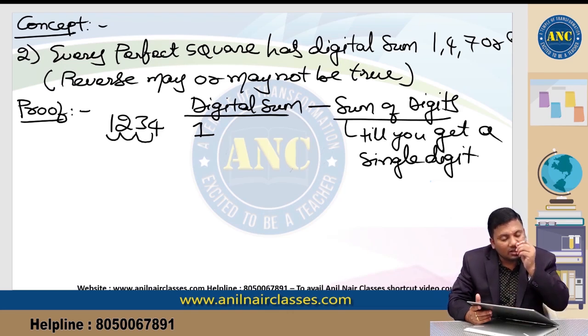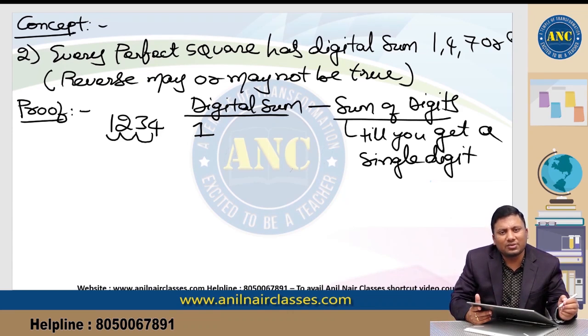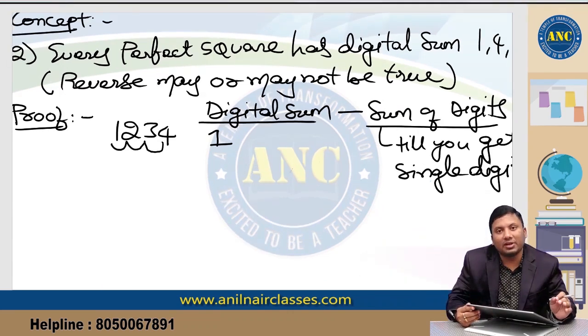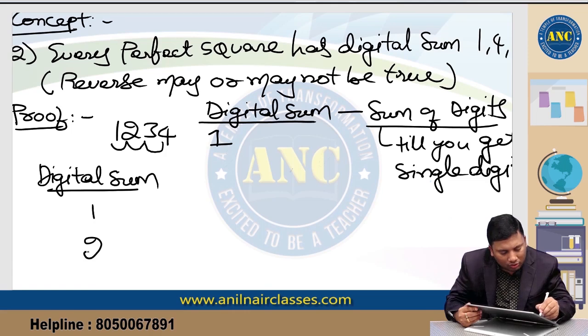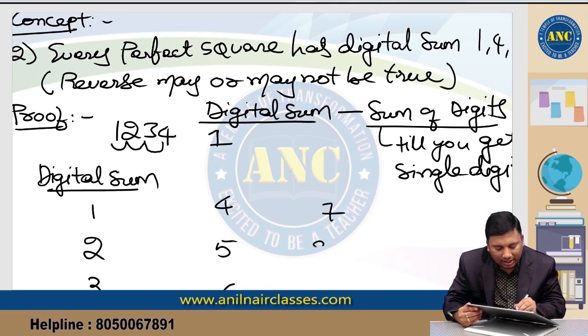What are all the single digits that are possible? From 0 to 9. 0 is not possible. Why? Because if you add the digits, getting 0 is illogical. So I will take all the digital sums that are possible. All the possible digital sums are 1, 2, 3, 4, 5, 6, 7, 8, 9.